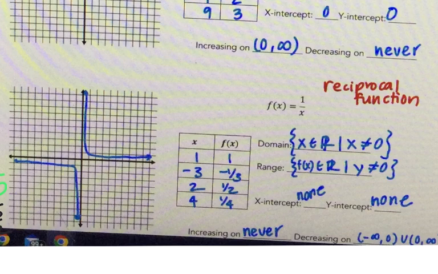So the two ways to find domain exceptions. If there's something under a radical, set it greater than or equal to 0. If there's something in the denominator, say it can't be 0. Those are the two reasons we would not get all real numbers for the domain.